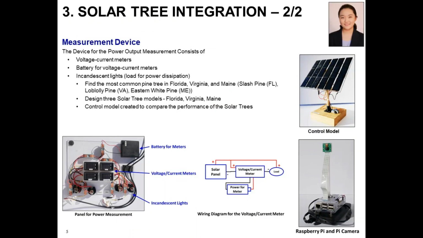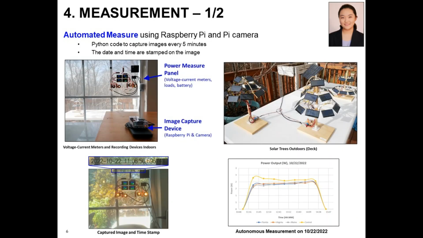The measurement device was created to measure the power output from the solar trees and control model. Here you can see the voltage current meters, battery for meters, and incandescent lights for power dissipation. Here is the wiring diagram for the device. This is a Raspberry Pi and Pi camera to take pictures of the voltage current meter for data. This is the process for automated measure.